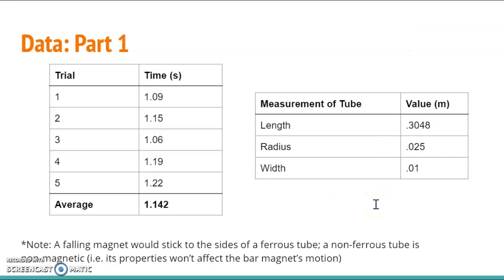An important thing to note is that a falling magnet would stick to the sides of a ferrous tube. However, a non-ferrous tube is non-magnetic, so its properties won't affect the motion of the bar magnet.